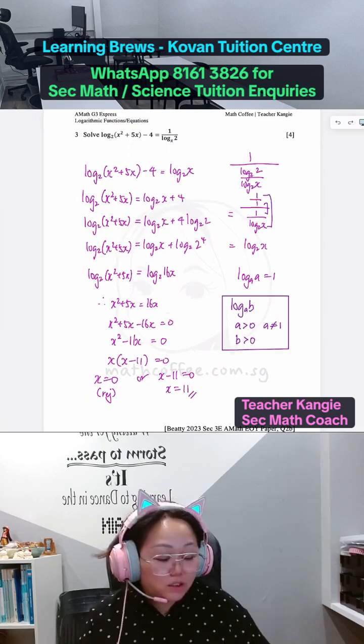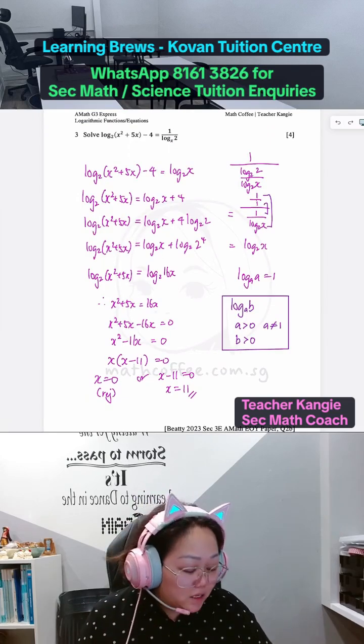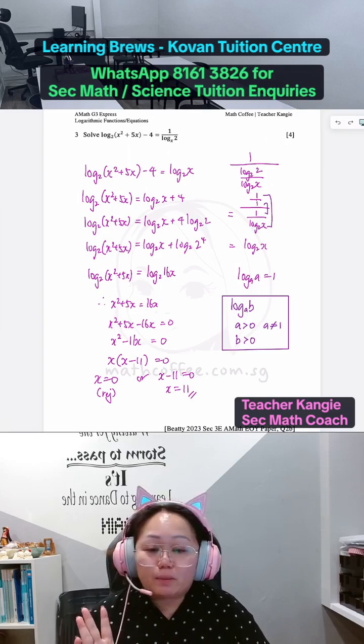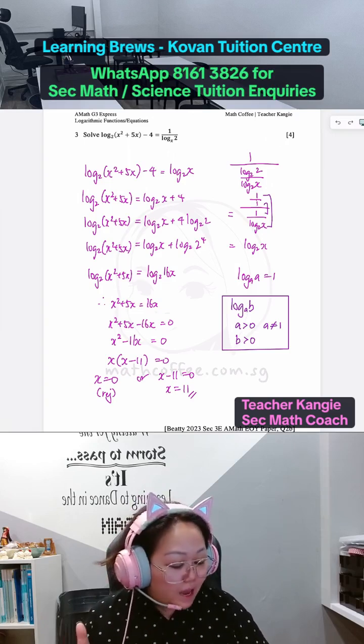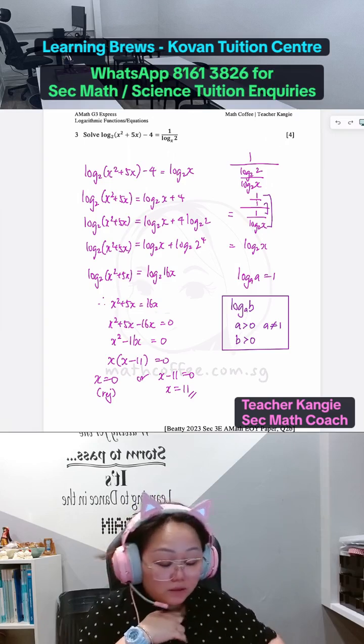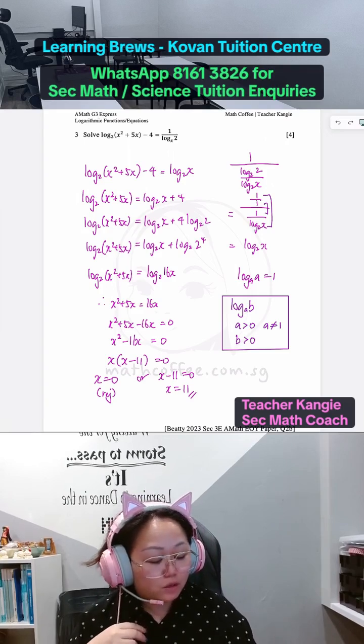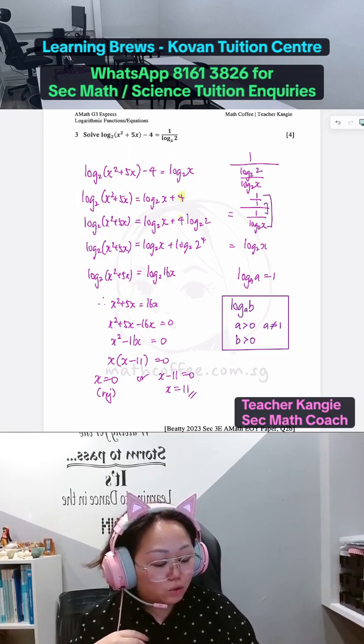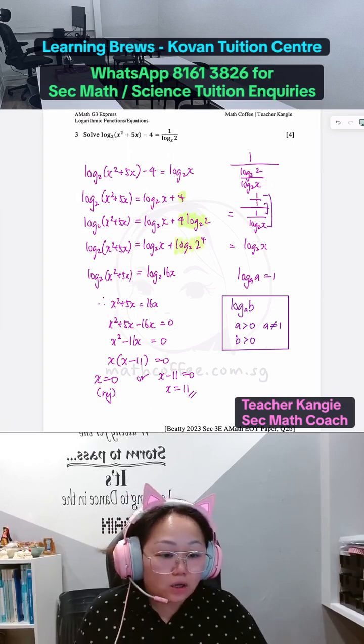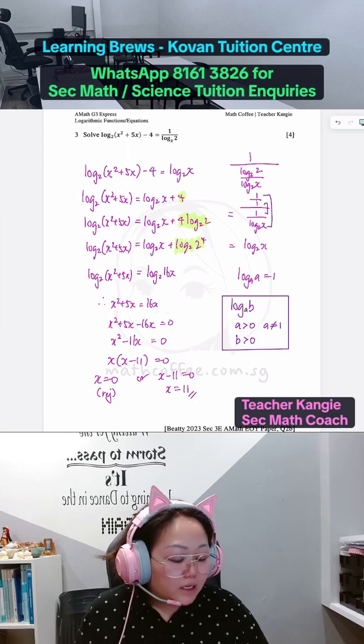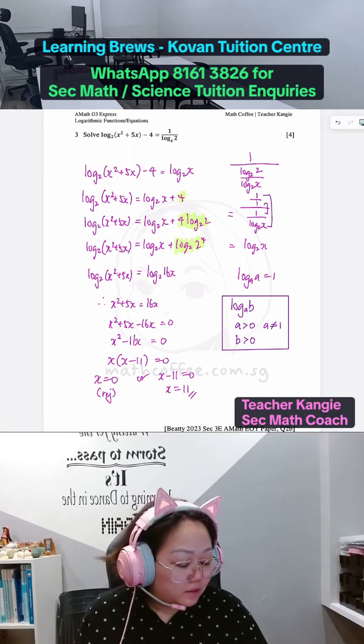Okay, so in this question, we used change of base. We also made use of the property log AA equals 1. And we also learned this very important concept of changing a number to a logarithm and into a single logarithm. It's making use of the power law also, correct?